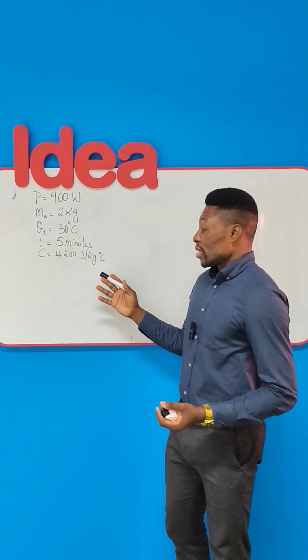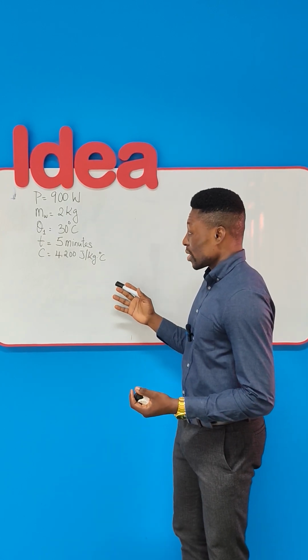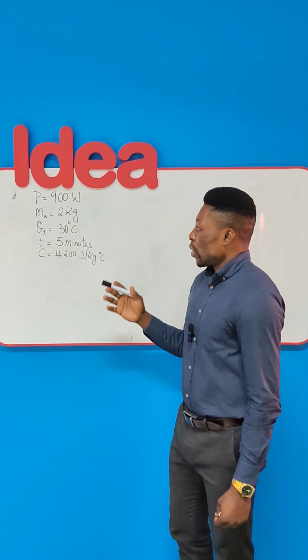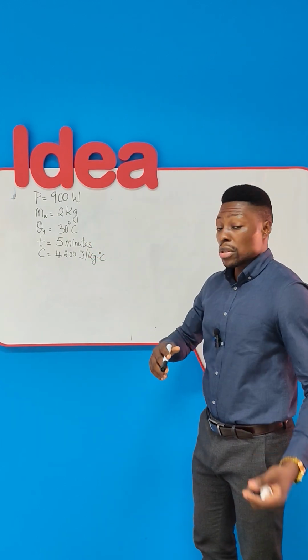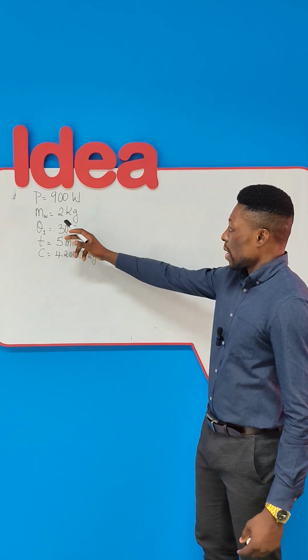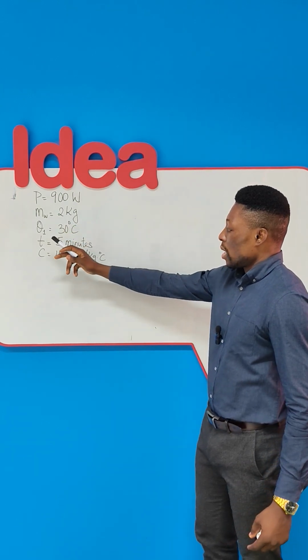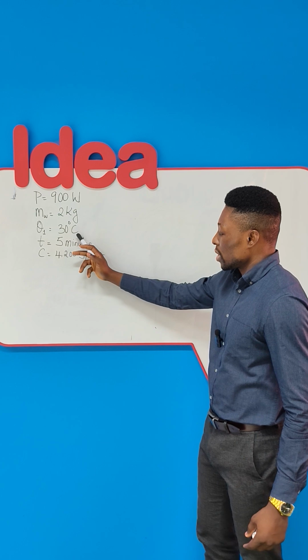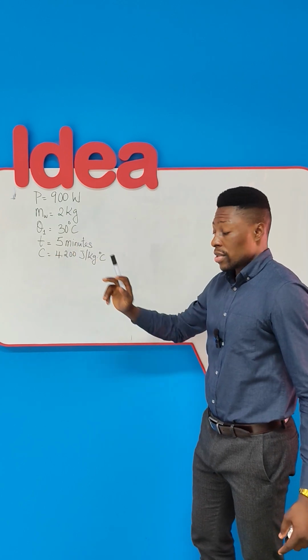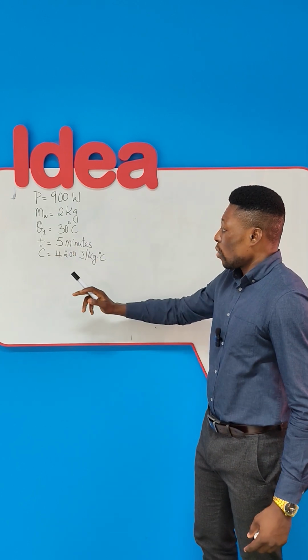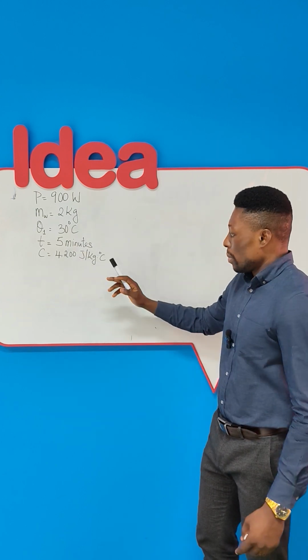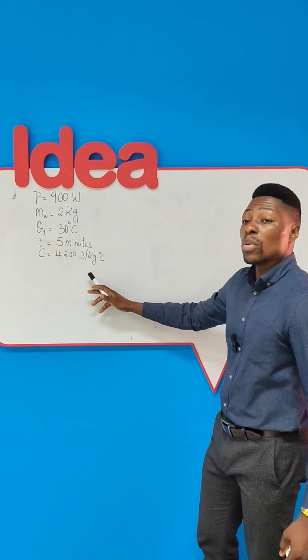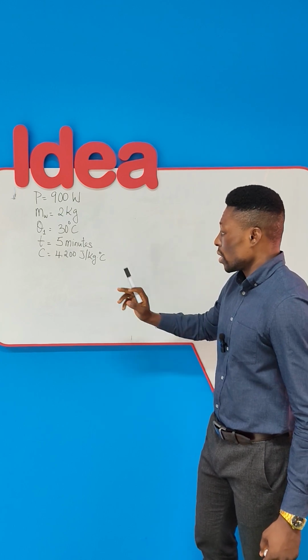In this question, which is a past GCE Ordinary Level question from last year, we are told that an electric kettle rated 900 watts was used to heat water of mass 2 kilograms and initial temperature 30 degrees Celsius for 5 minutes. We also have the specific heat capacity of water, and be careful, it's given in joules per kilogram per degree Celsius, not in Kelvin.